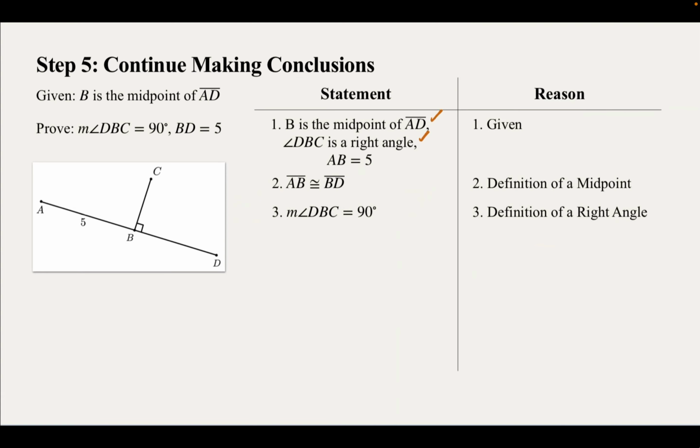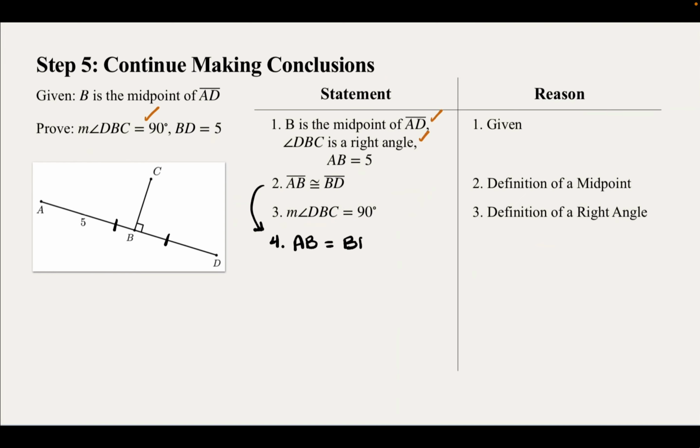Now notice that we actually already proved one of our statements. We wanted to prove that DBC was a right angle, and we did that already. So that part's done. Check that off. I need to prove that BD is 5. Well, I know that AB and BD are congruent. What does it mean if two segments are congruent? That means that their lengths are equal. So my next step is to take that statement, number 2, and translate it into lengths.